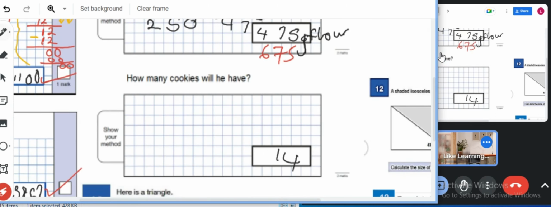Yes, sir. 12 plus 12 plus 12. That's 12, simplified 12 times 3. Yeah, 12 plus 12 plus 12, or you simply say 12 times 3.